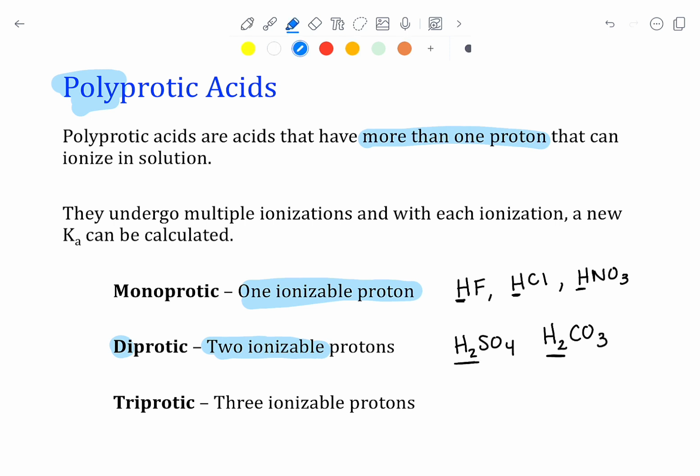And finally, we have triprotic acids, which have 3 ionizable protons, tri meaning 3. And a big example of this is H3PO4. Phosphoric acid is a triprotic acid. So we see 3 hydrogens that are able to come off and ionize into solution.